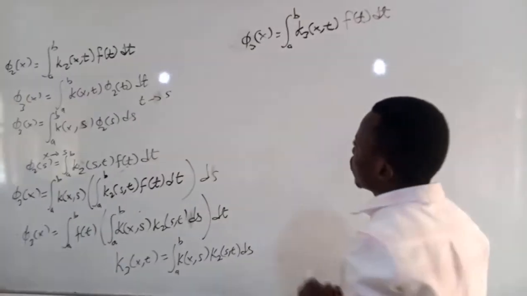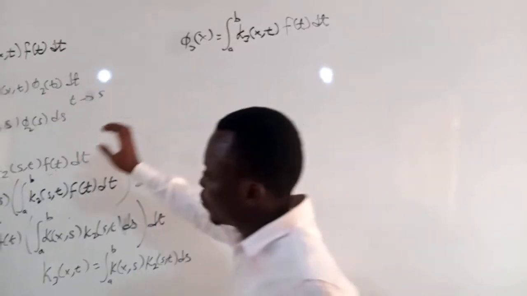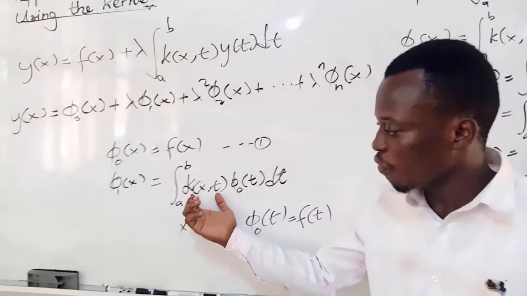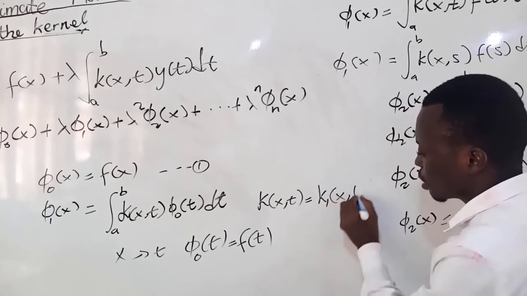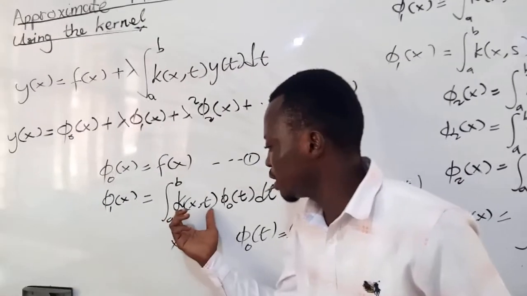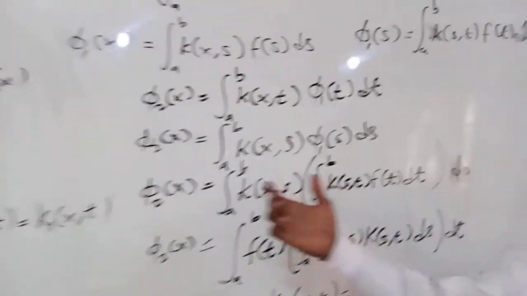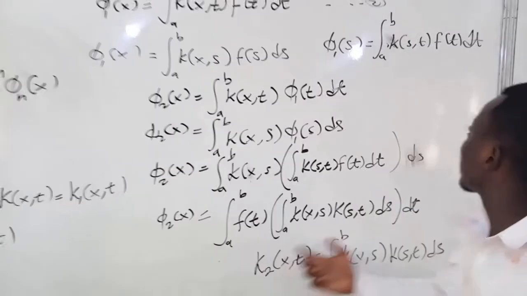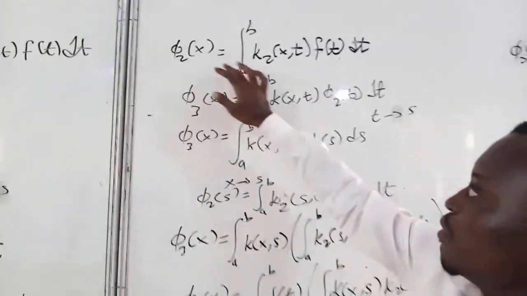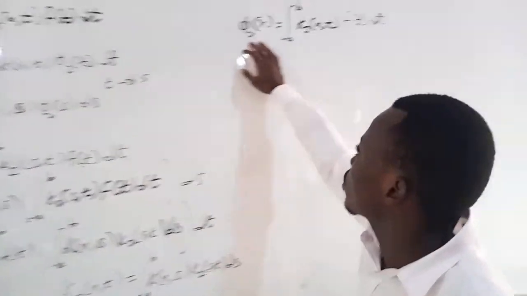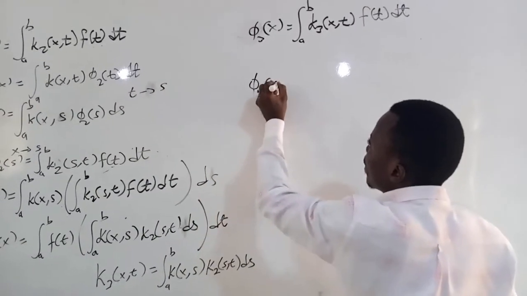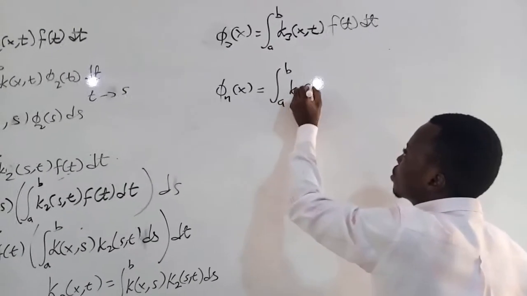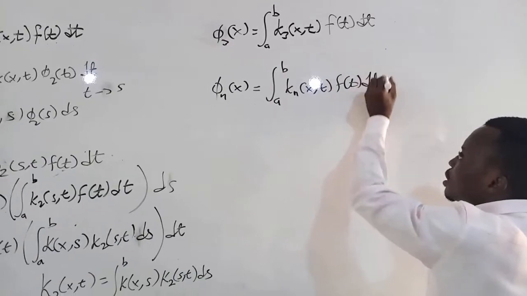Now from this we can easily see that when we are having phi naught, having f of s, phi 1 of s, we are having what? K of st. The k of st is the same as k1 of st. So this is the same as k1 here. So phi 1 of s is giving us k1 of what? St. Then we have our phi 2 of s, which is also giving us our new kernel, k2 of st. Then phi 3 of s is also giving us k3 of st. Then we can easily say that we can do this till we get to the nth term, phi n of s, which will also give us kn of st f of t dt.